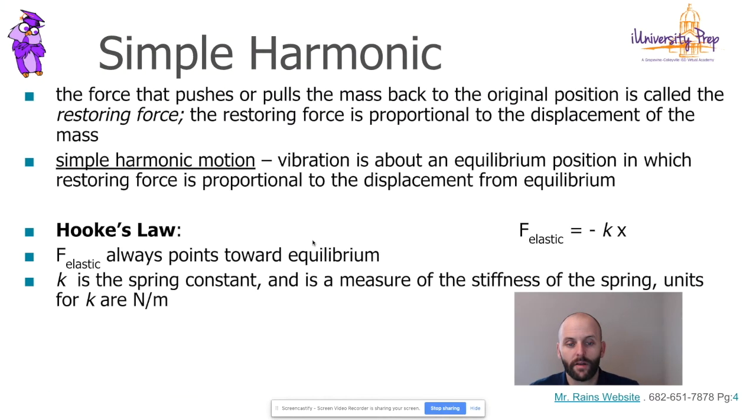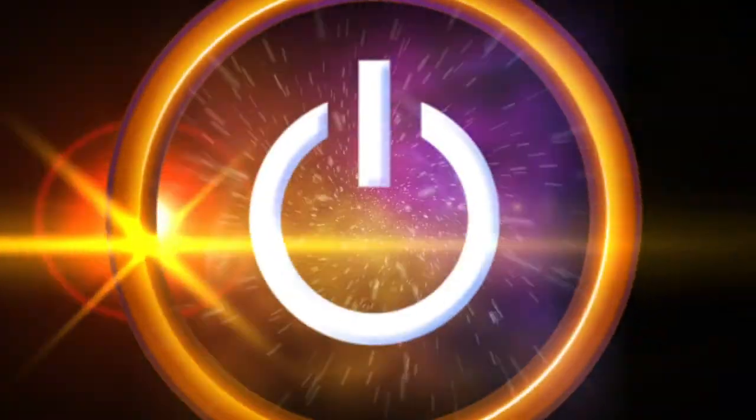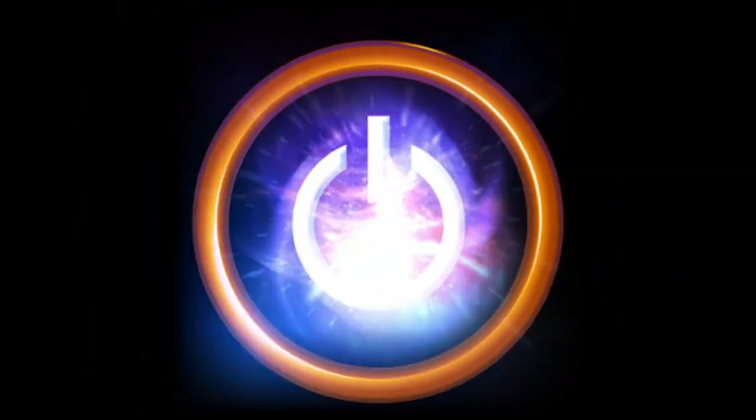So if we go back to the presentation, you'll see that that negative sign is in there because the force is going one way, the displacement's going in the other. All right? So now let's look at example 2.